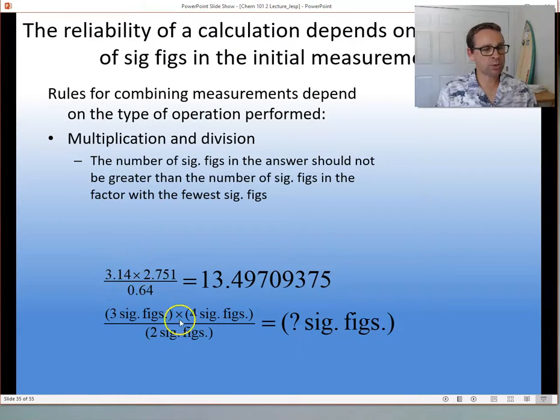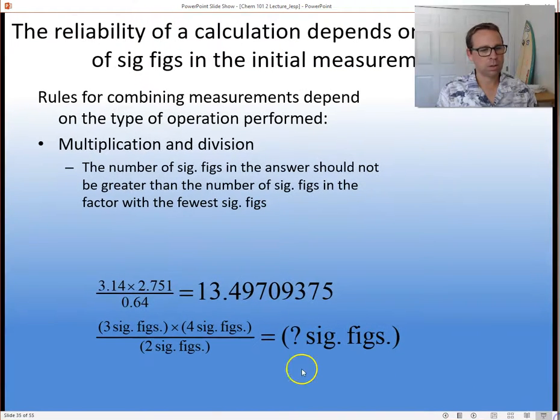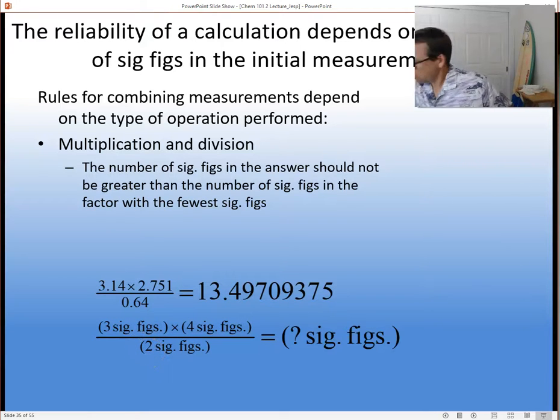The 3.14 has 3 significant figures. You see that? The 2.751, how many significant figures there? Well, 2.751, all 4 of those are significant digits. Yeah, all 4 are significant. Down here, the 0.64, that's 2 significant figures. Right. Okay.